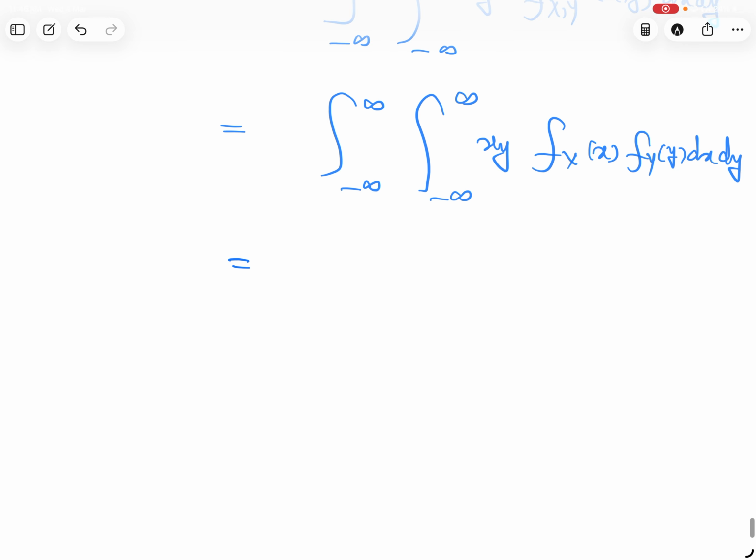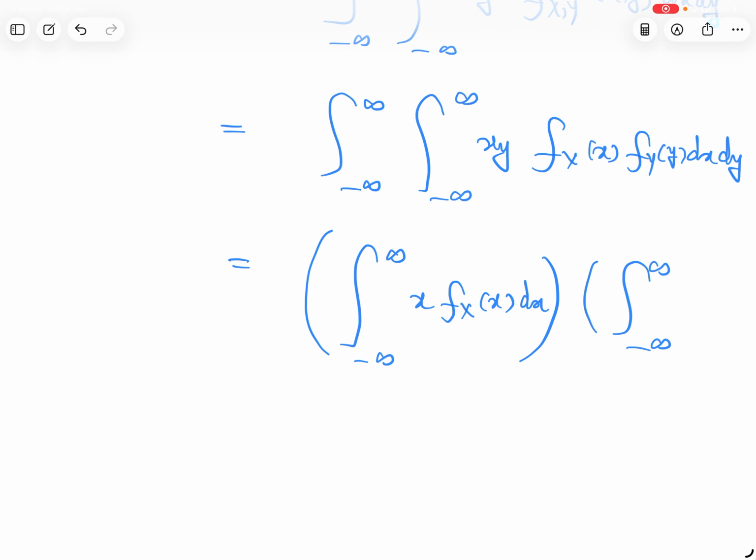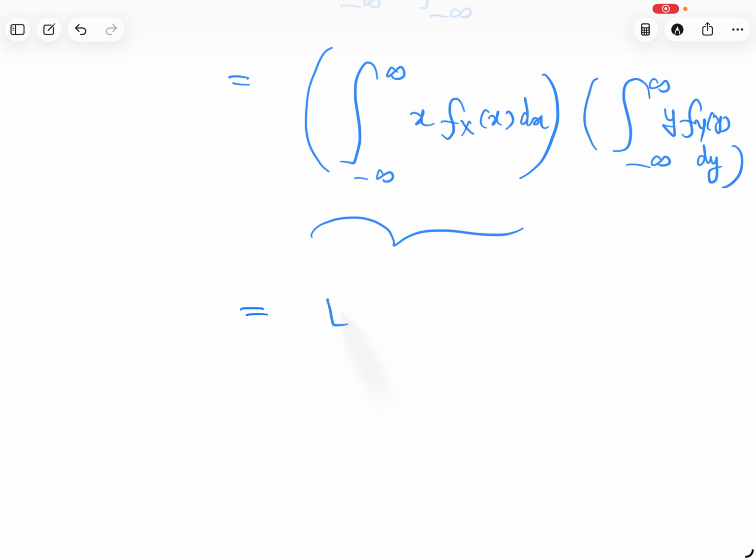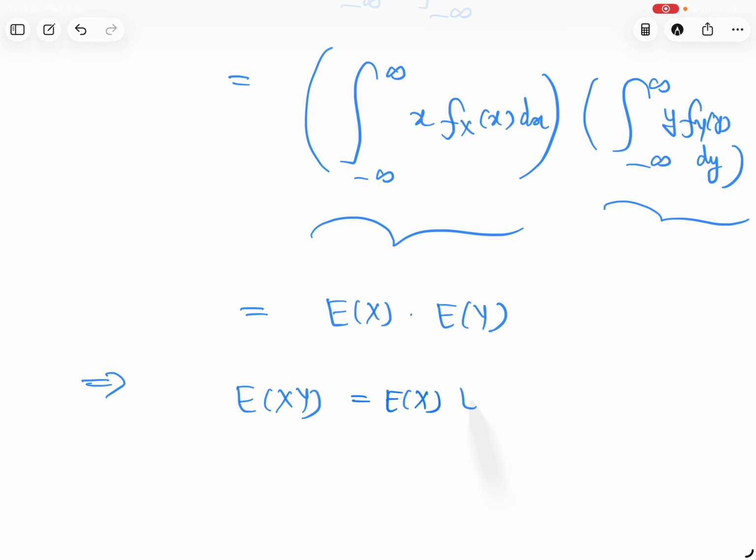Okay. Now we can separate these integrals, because the X and Y functions are not mixed, we can separate. Okay. Now tell me what is this? Expectation of X. And what is this? Expectation of Y. So we have expectation of XY is equal to expectation of X into expectation of Y. Okay.